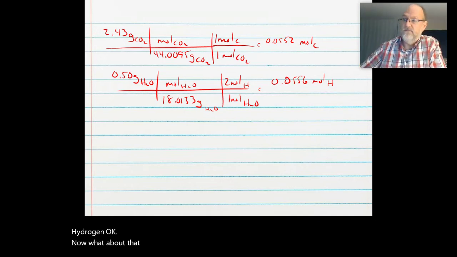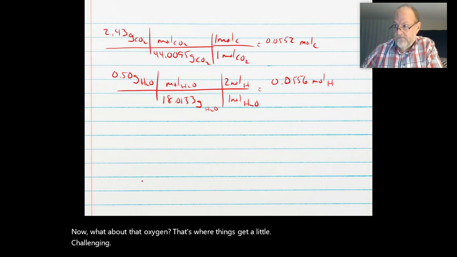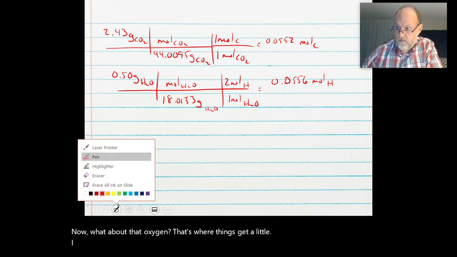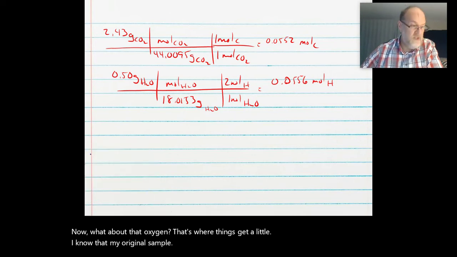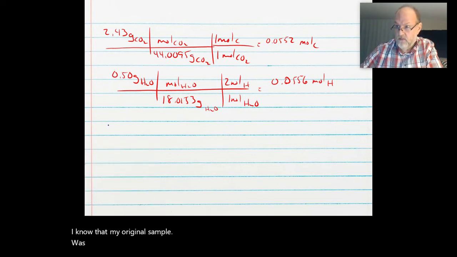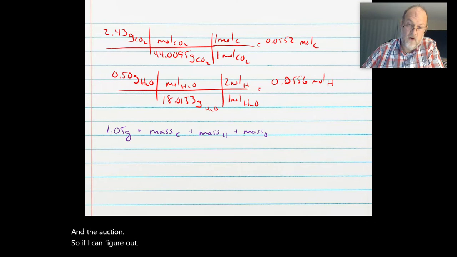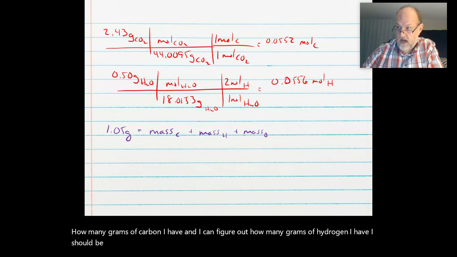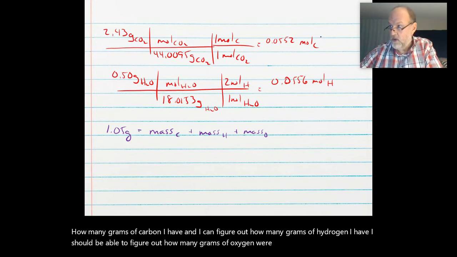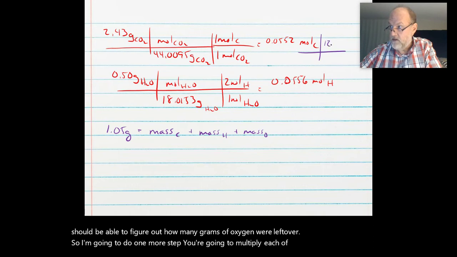That's where things get a little challenging. I know that my original sample was 1.05 grams. And that was from the carbon, the hydrogen, and the oxygen. So if I can figure out how many grams of carbon I have, and I can figure out how many grams of hydrogen I have, I should be able to figure out how many grams of oxygen were left over. So I'm going to do one more step here.